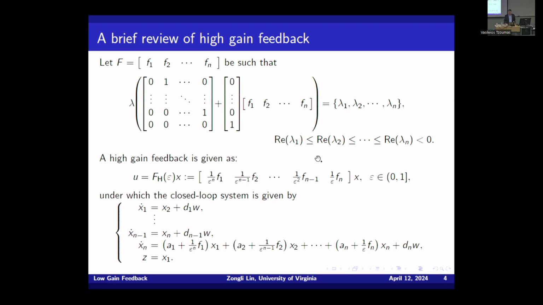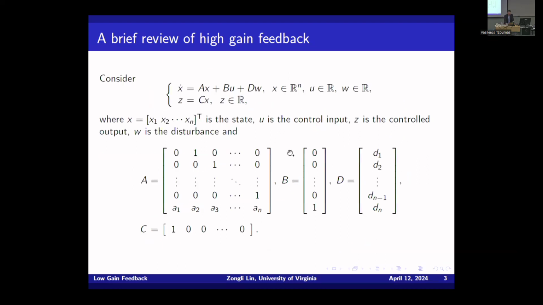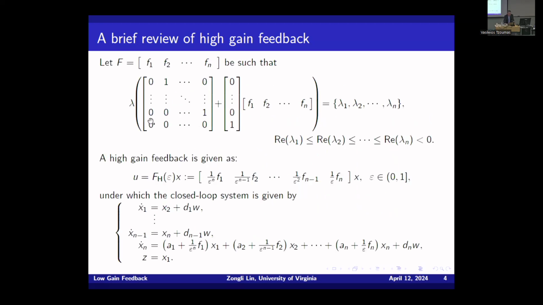Without loss of generality, I'm assuming that the real part of lambda 1 is the most negative, and lambda n is the least negative, but still negative, right? And in this design, the difference here, for the A matrix, remember we have the last row here, A1, A2, An, right? Those correspond to the open loop poles. And in the high-gain feedback design, we assume this to be 0, meaning that we treat those numbers as uncertainties. We don't need that information to design high-gain feedback. And this is the nominal feedback.